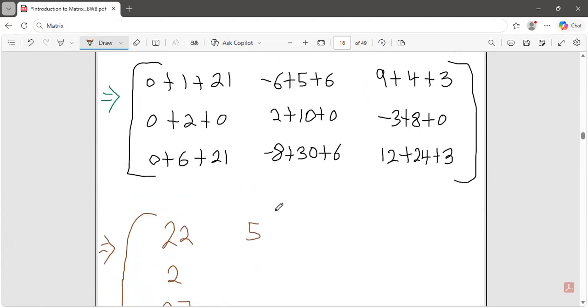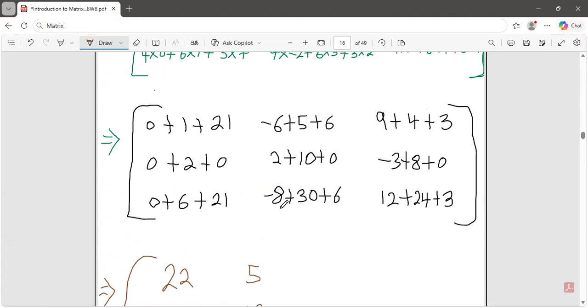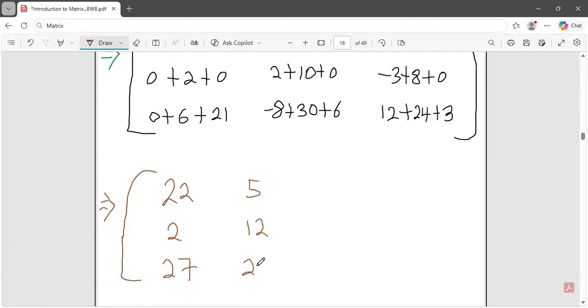Yes. So let's proceed. 2 plus 10 plus 0 is just going to give us 12. Very beautiful, just as you are seeing. 12. Yes. And then negative 8 plus 30, what is that going to give us? Negative 8 plus 30 is just going to give us 22. And 22 plus 6 is just going to give us what? 28. So let's put the 28 down. Very good.